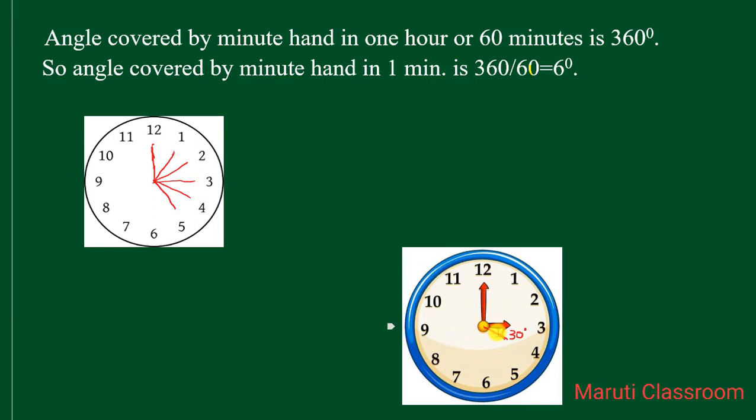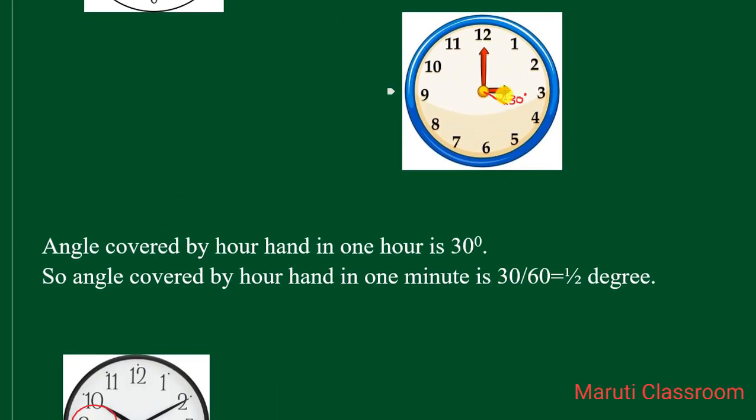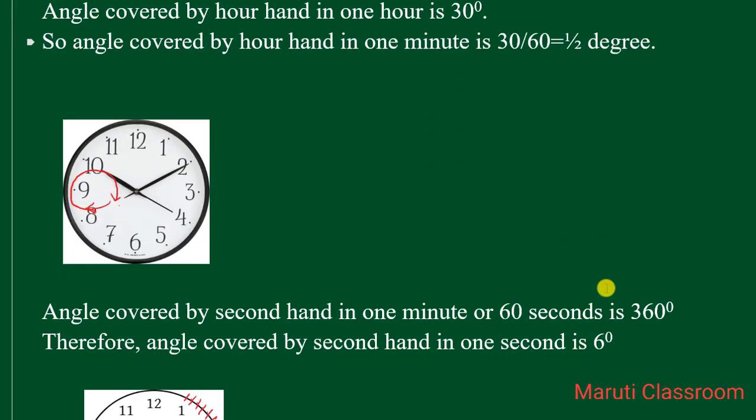Now, at 3 o'clock, our hand is at 3. After 1 hour, our hand will come to 4. So, this is the angle made by our hand in 1 hour. Just now we discussed this angle is 30 degrees because angle between 3 and 4 is 30 degrees. So, this is the angle made by our hand in 60 minutes or 1 hour. So angle covered by our hand in 1 hour is 30 degrees. So angle covered by our hand in 1 minute is 30 by 60, that is equal to half degree.